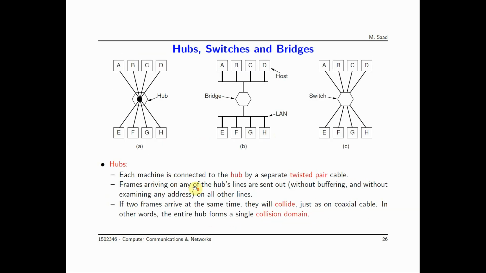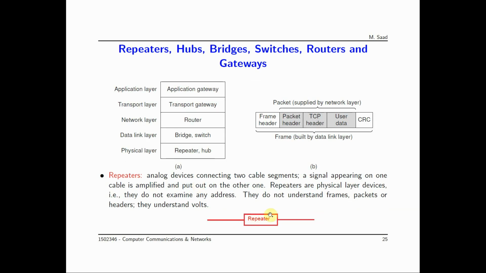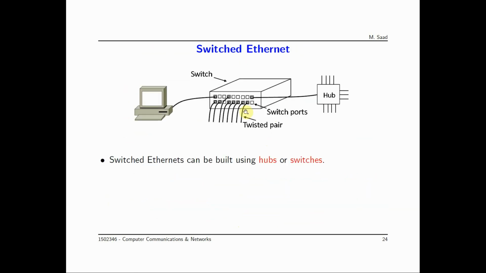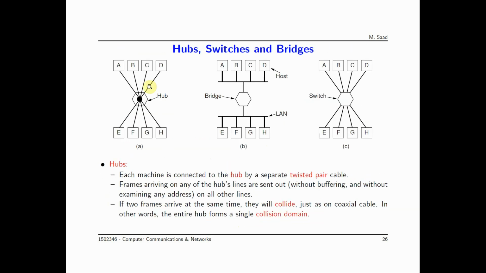This is the repeater. What about a hub? A hub is similar to the repeater, but it connects more cable segments. That's the bottom line. So the hub has ports, similar to what you see here, and to each port we can connect a cable. The other side of the cable is connected to a computer, as you see. So we have computers A, B, C, D, and E, F, G, H, all connected to a hub.